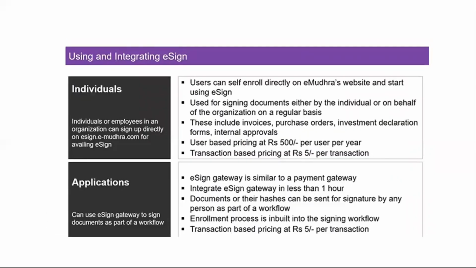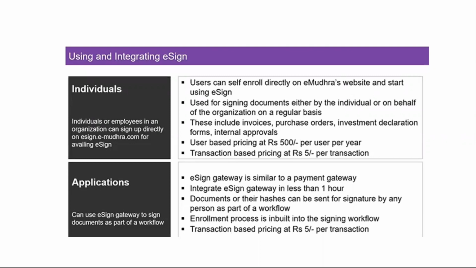Once these come to eMudra, they are processed on a round-the-clock queue and enrollments are usually approved within 30 minutes. Within this time, the user gets the credential and they can start signing the documents. Now, using and integrating eSign. There are two different types of integration.